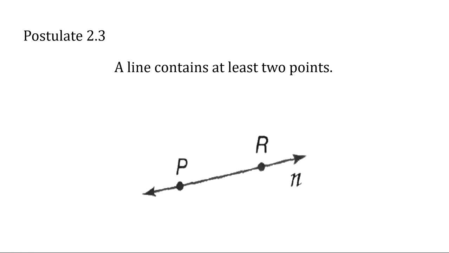We get to postulate 2.3. Now we're saying that a line contains at least 2 points. You may recognize this as the converse of postulate 2.1. 2.1 says you need at least 2 points to create a line. 2.3 says a line contains at least 2 points. So if you convert them both into if-then statements, you're looking at the converse.